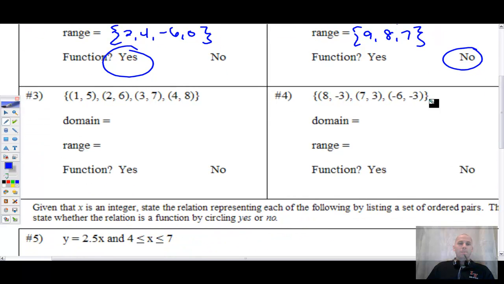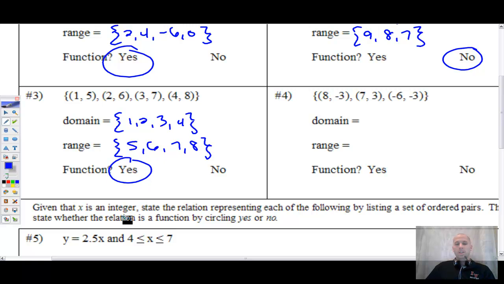Number 3, the domain is the set of x values once again, 1, 2, 3, and 4. The range is a set of y values, simply 5, 6, 7, and 8. It is a function because every x value you put in, you get the same y value every time you put in that x value.